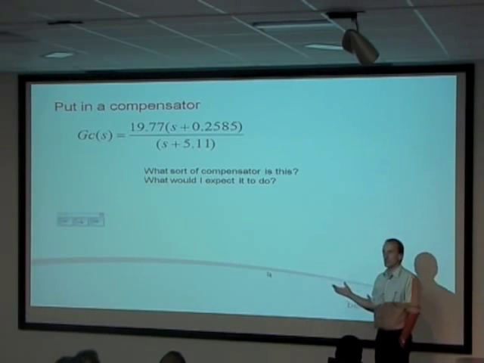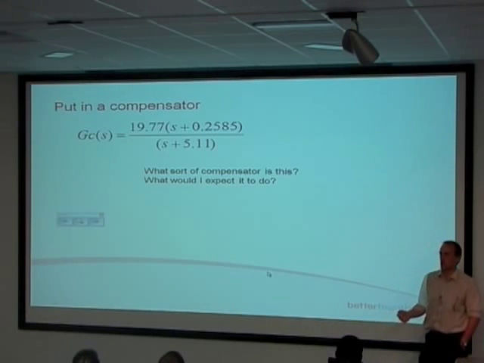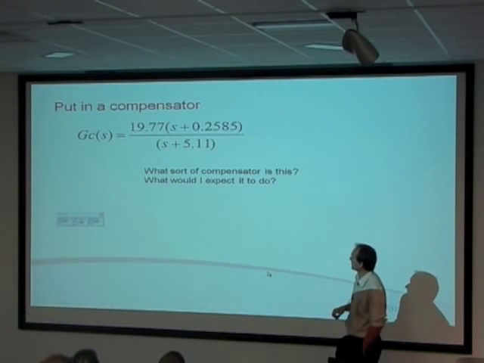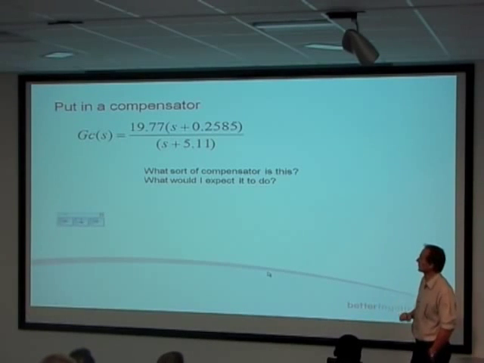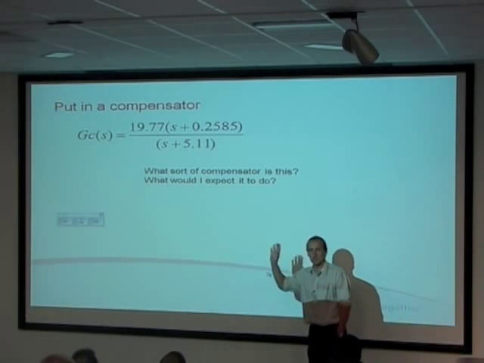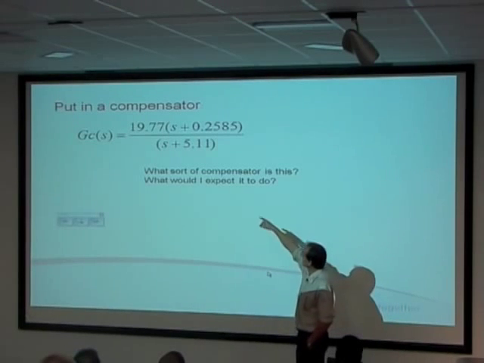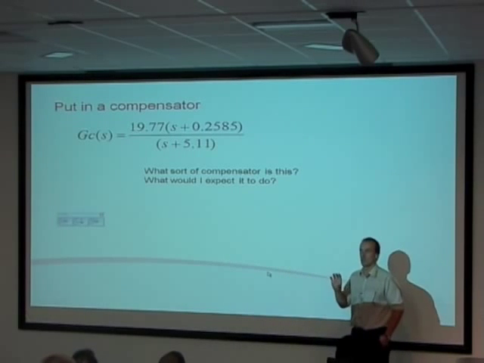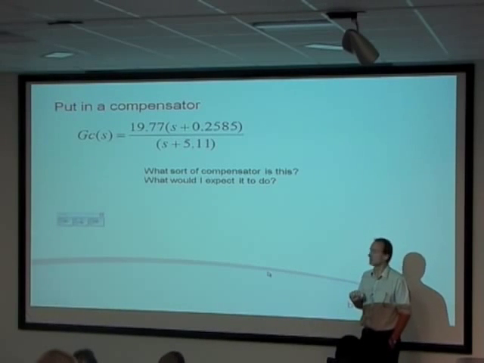Right, I'd like to redesign this and use a compensator. So we go through the whole compensation process that I'm not telling you about, and out pops this thing, which is some kind of compensator. It is in fact a lead compensator. A couple of things to notice about this. It's not immediately apparent from the numbers there, but if you work that out, it's actually got a steady state gain of 1. Because if you go 19.77 times 0.25, you'll get back to 5.11. So it's actually got an overall gain of 0 dB in the steady state.